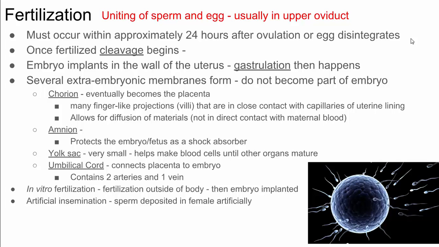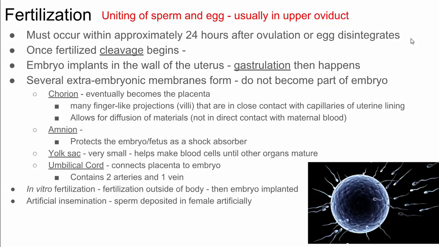There are also changes within a woman's body around ovulation that make it easier for sperm cells to reach the egg. Mucus in the vagina and in the uterus changes its consistency so that it's easier for sperm cells to swim through it.